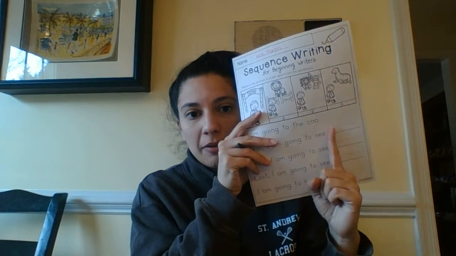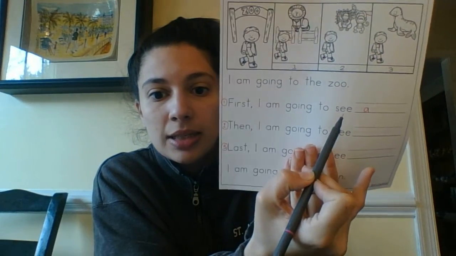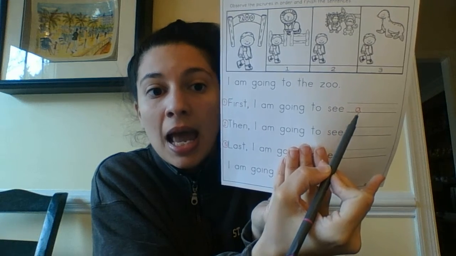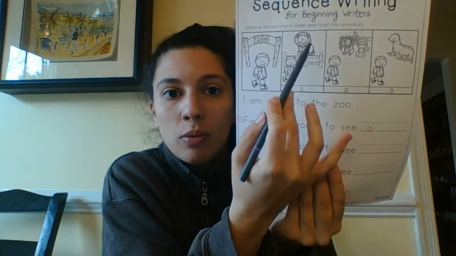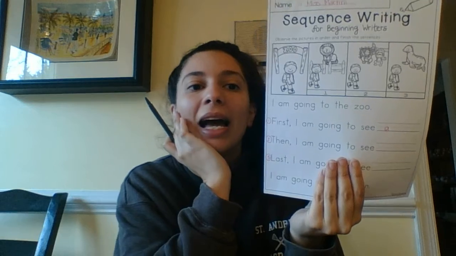So first, I am going to see. I'm going to put my finger down, and then I'm going to write on the other side of my finger. So my finger's down, and I'm writing on the other side of my finger. First, I am going to see, my space, A. A what? A lion. I'm going to see a lion. So I'm going to put another finger space between my A and lion.